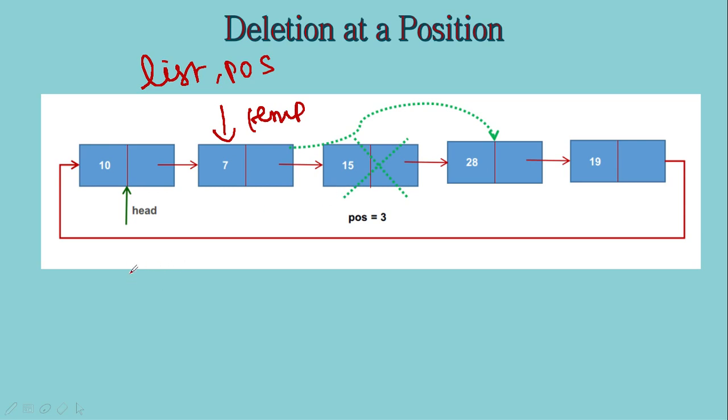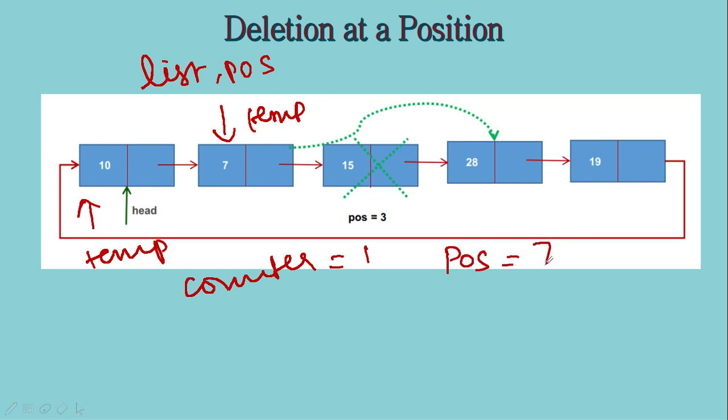So how I can start the algorithm is I can make temp initially point to the first node, and let a counter be equal to 1, and we will move this counter while counter is less than position minus 1. Okay, and then we can check whether this temp is valid. Valid in the sense that it should not move beyond the last node. This will happen if the position is greater than the number of nodes in the linked list. For example, if position is 7, this is invalid.